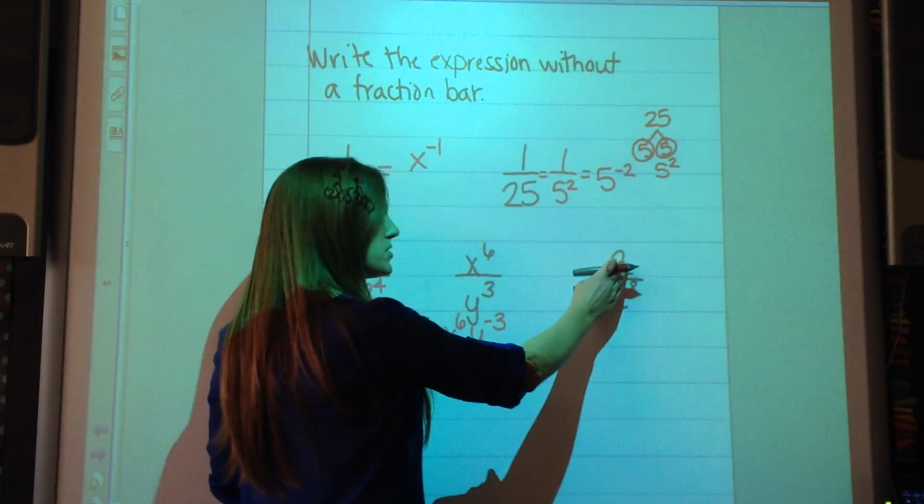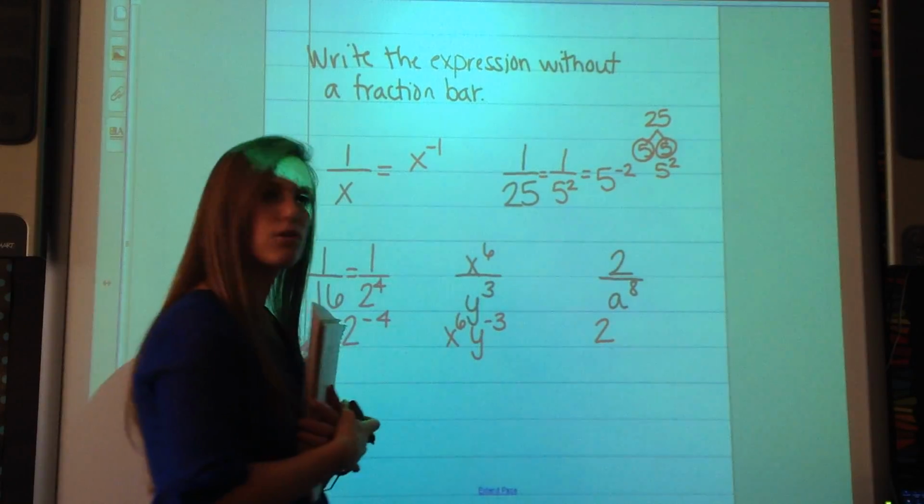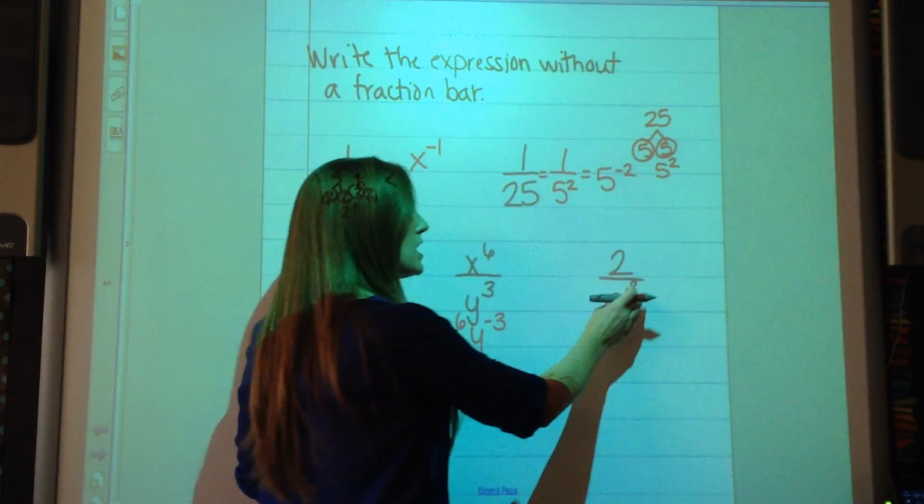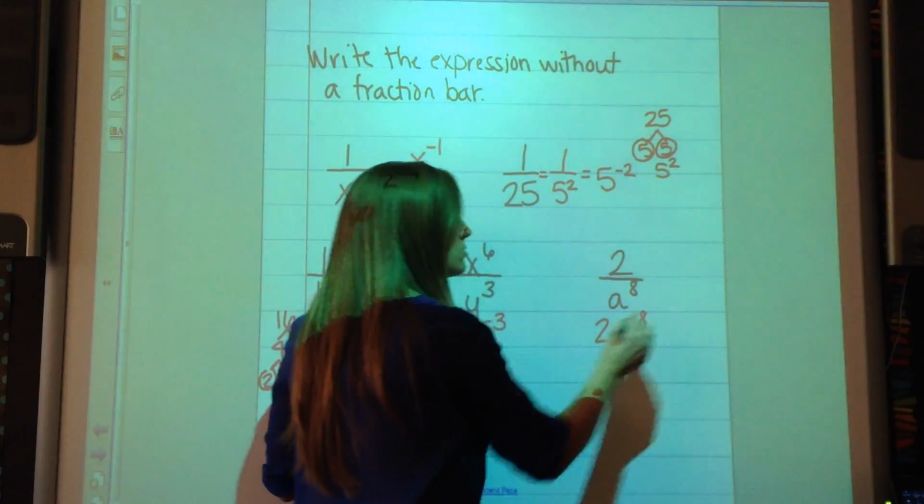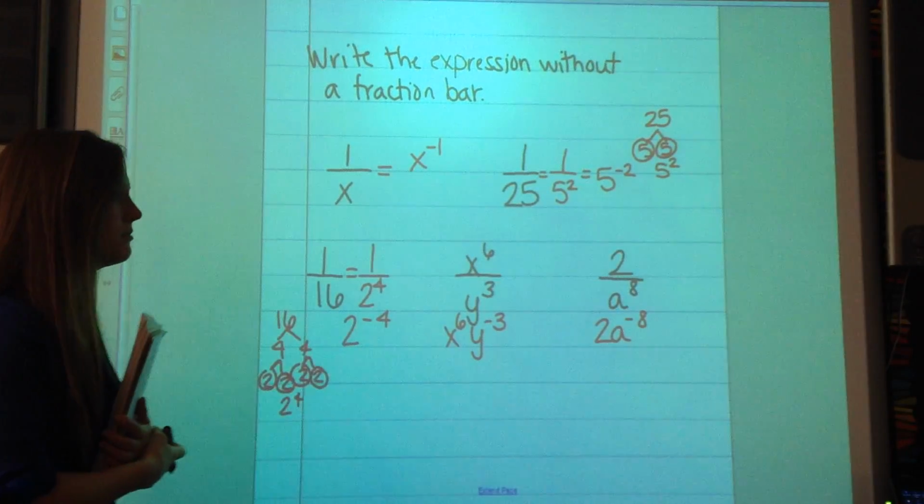This one's similar. This 2 is going to stay in the numerator. I don't need a fraction bar to express that. This a to the 8, to move it to the numerator, you need to make it negative.